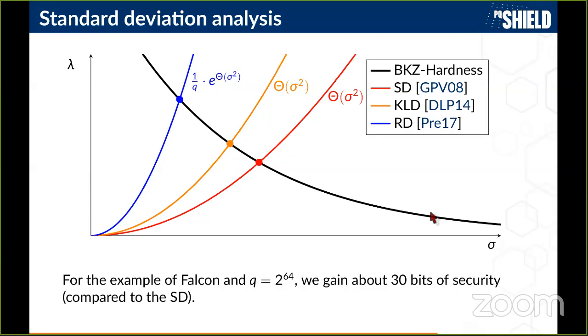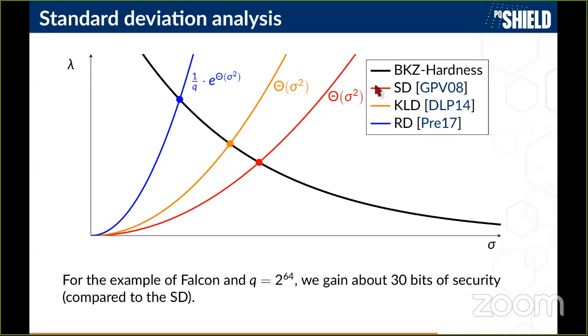The second condition on sigma is given by a different type of analysis, a statistical analysis. Ever since the paper by Gentry, Peikert, and Vaikuntanathan, there have been theorems which tell us that if sigma is large enough, then some distance or divergence between the output of the sampler and an ideal Gaussian is going to be negligible. This is nice because we can use it in security proofs.